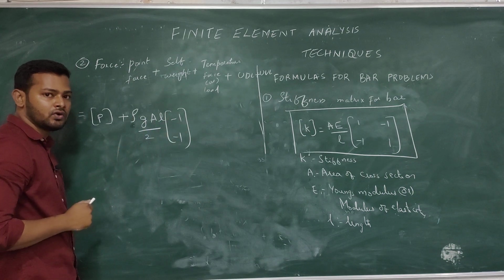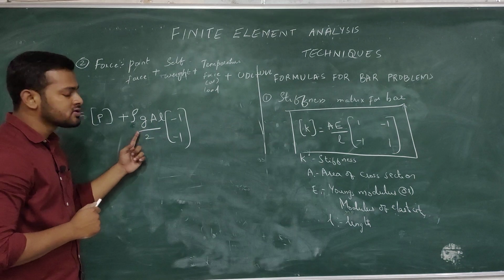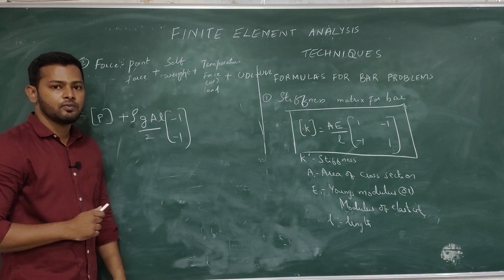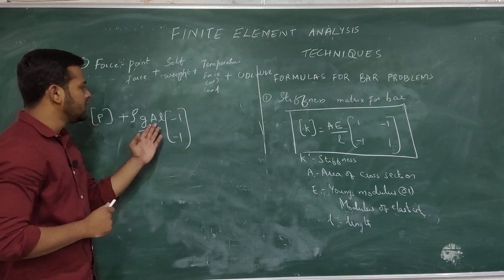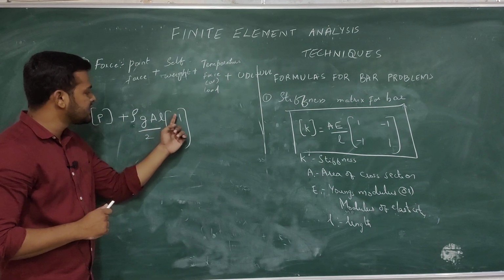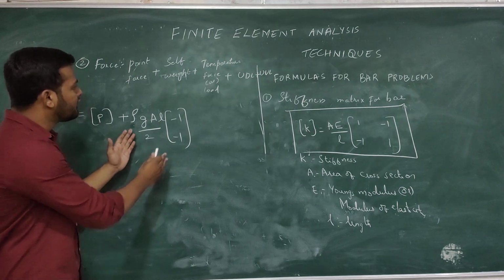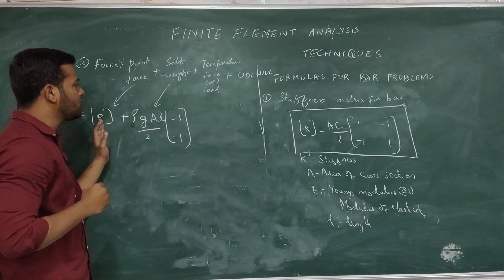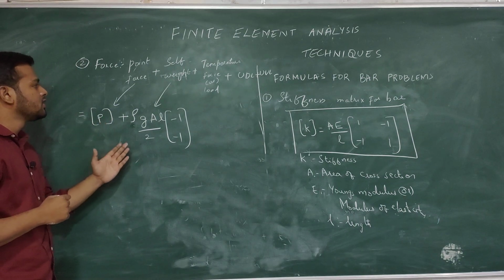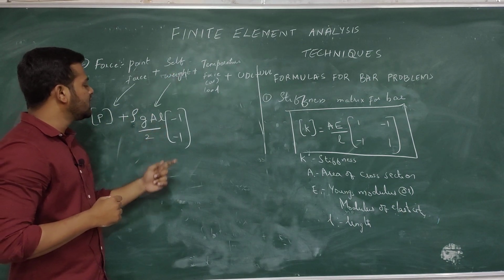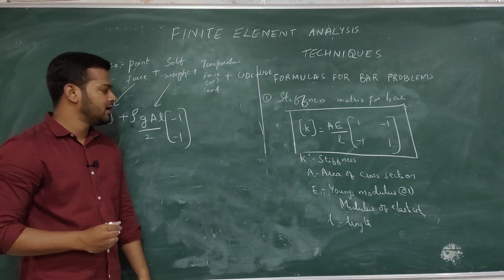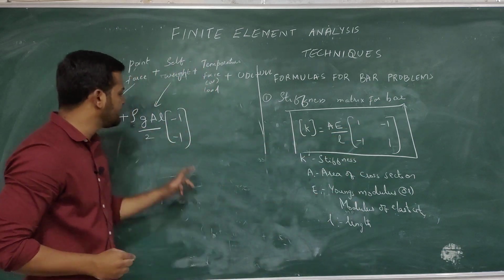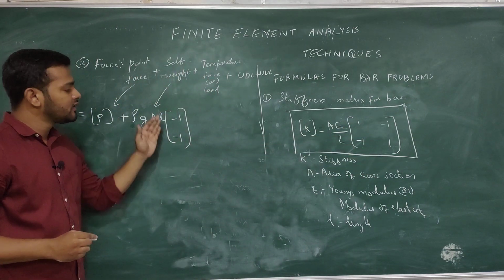g is acceleration due to gravity. Of course weight is because of gravity, and the value of acceleration due to gravity is 9.81 meters per second square. A is the area of the member and L is the length of the member, and these are constant values. So that's the formula for self weight. This is point force, it's a direct value, we don't have any formula for that. So the self weight formula is rho g AL by 2 and the column of 1s in the matrix. This is also a matrix, and I will explain how we are using these matrices.